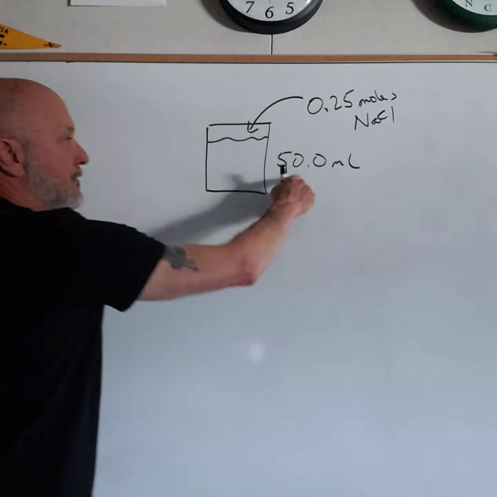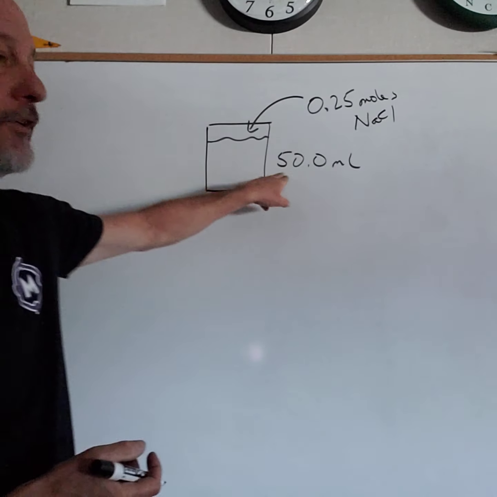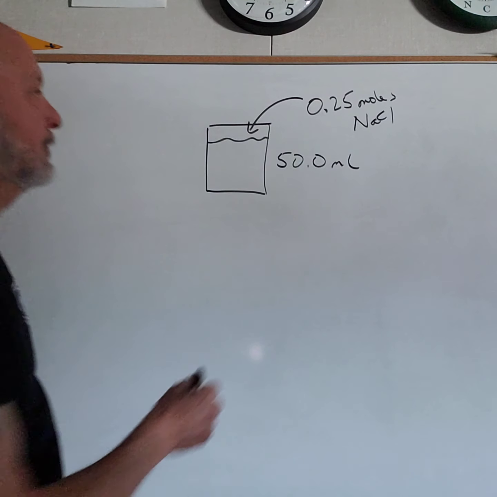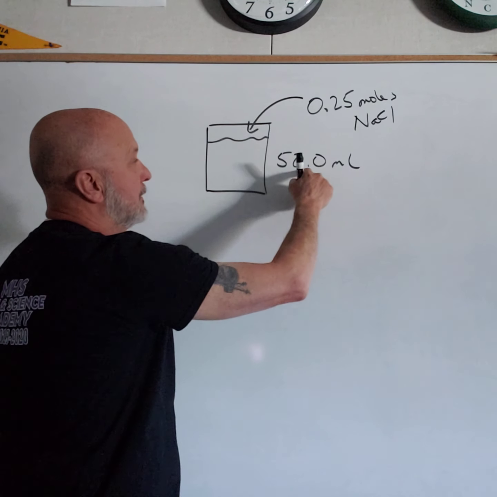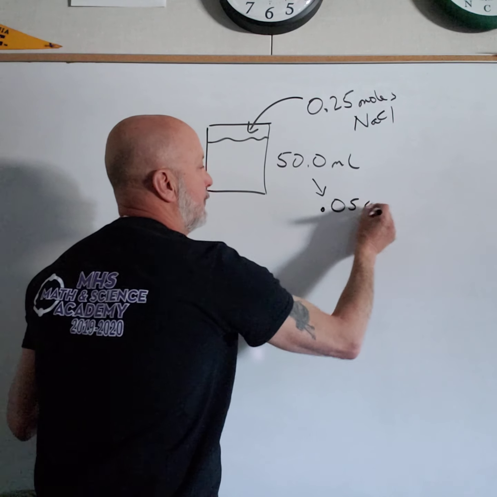So let's change this first of all. I've given you the volume in milliliters, which is how we'd normally say it if I have a small volume like this. But for our equation, we need liters. 50 milliliters. There's 1,000 milliliters in a liter. 0.050 liters.